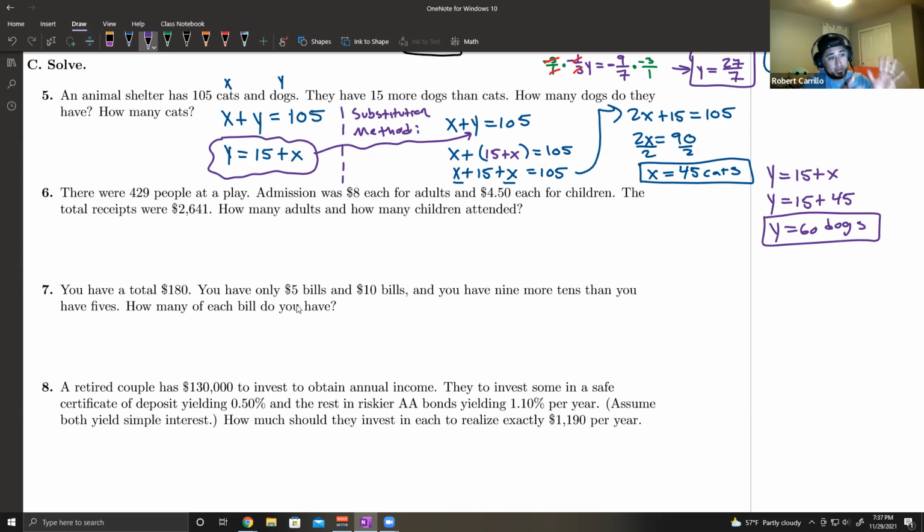So this is how we're going to set up all of these types of word problems. They're giving us what to put, and we just have to translate English into algebra.